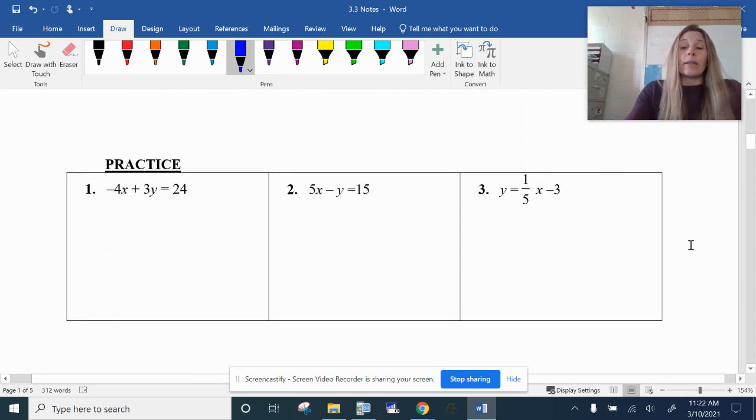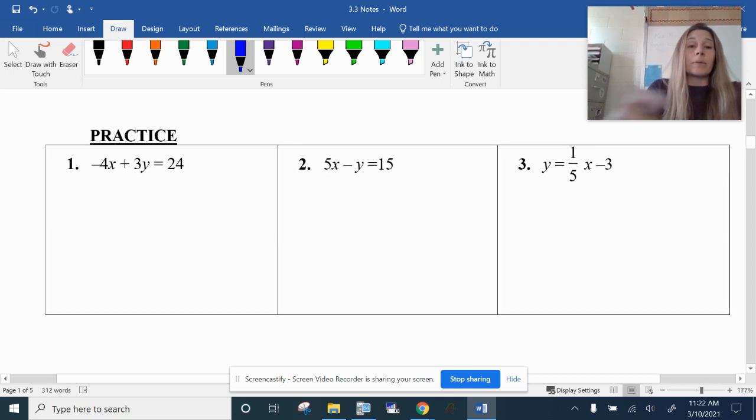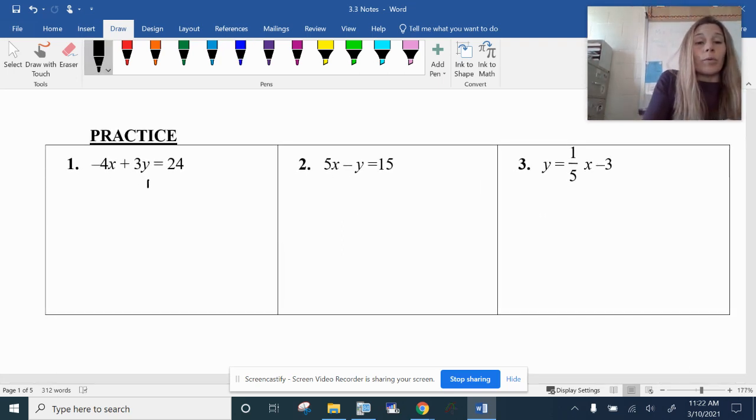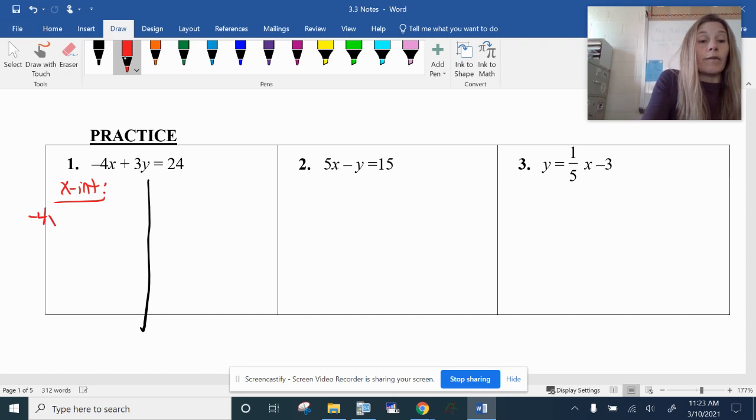So let's practice finding some of these x and y intercepts. So for number 1, if I want to find my x-intercept, I'm going to put 0 in for the y. So it's always the 0 goes into the opposite variable of the one you're trying to find. So that would cancel out. So I'm left with negative 4x equals 24. Divide by the negative 4, x equals negative 6.